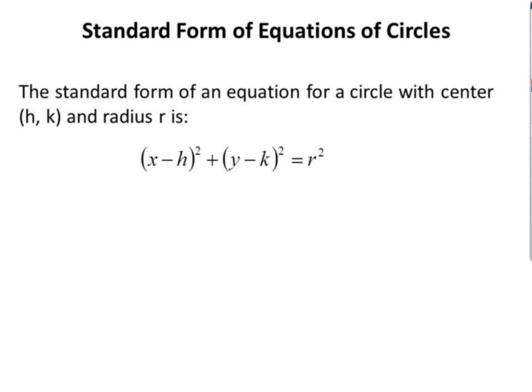The standard form of an equation for a circle that has its center at (h, k) and a radius of r is (x minus h) squared plus (y minus k) squared is equal to r squared.